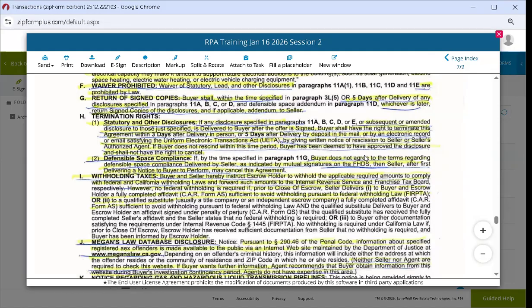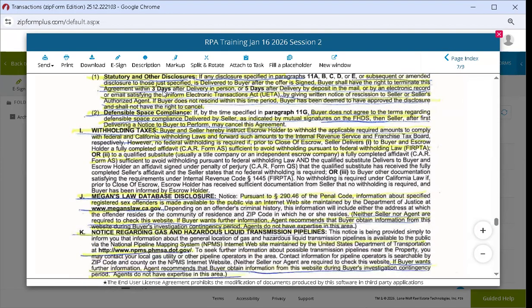Okay. So termination rights, statutory and other disclosures. The buyer has a right to rescind or terminate the contract, like I told you. If they are not satisfied with the TDS, if it's delivered after signing of the offer, then they can automatically cancel within 3 to 5 days, okay? So we just need to remember that.